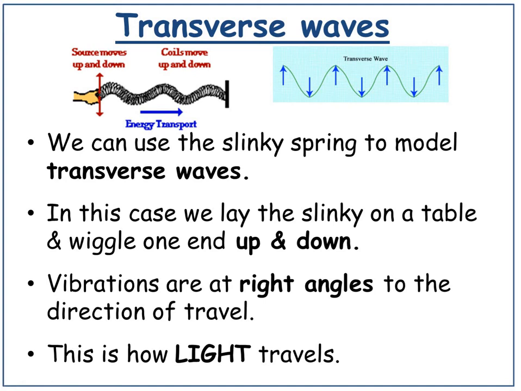We're now looking at transverse waves. So you do the same with the slinky spring, except this time you move the slinky spring up and down. So you wiggle the slinky spring up and down. And that means that the vibrations are actually at right angles, because the vibrations are up and down. They're at right angles to the way the wave is actually transferring the energy. So right angles. And this is actually how light travels as a transverse wave.